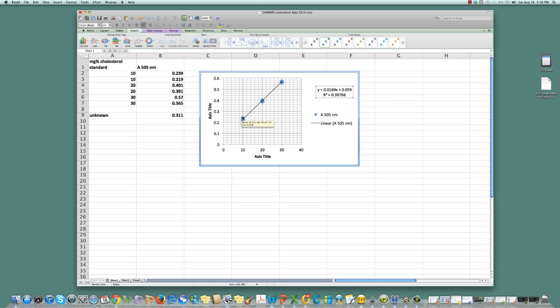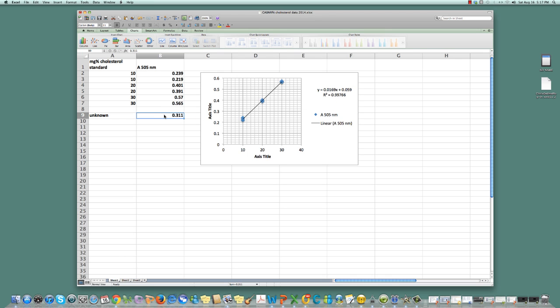0.0169, this is m, so this is the slope. So this is your y, how much does y rise as x increases. And the 0.059 is simply the intercept on the y-axis. Now once we have this equation, this then relates, as I say, how much absorbance you get to how much cholesterol you add to the assay. For our unknown, we know its absorbance. So we can then use this equation, the absorbance is y, we can plug this value of 0.311 into the equation, solve for x, and that will give us our milligram percent.